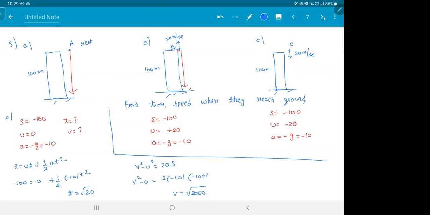Now using the same logic, can you do it for B and C? Try. I'll give you 3 minutes.